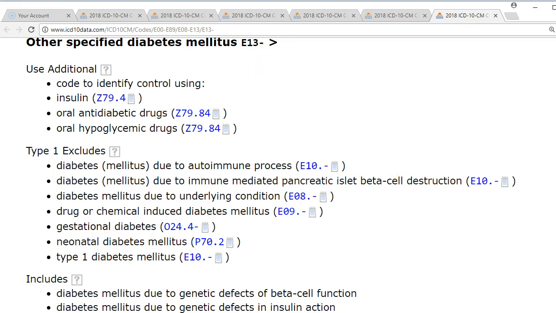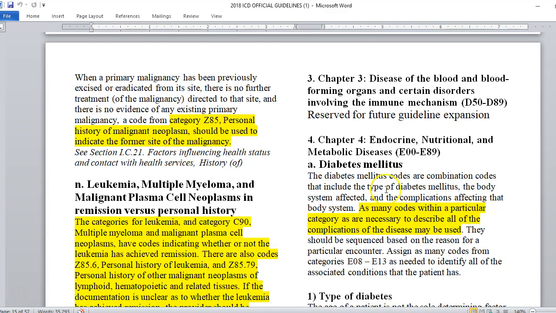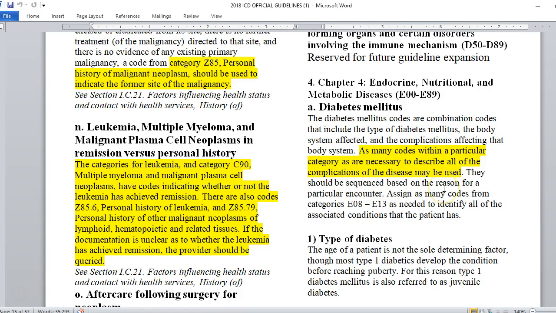So let's go to our guidelines and let's see what they say. So Chapter 4, Endocrine, Nutritional, and Metabolic Diseases, again, E00 to E89. So, as it tells us, the diabetes mellitus codes are combination codes that include the type of diabetes mellitus, the body system affected, and the complication affecting that body system.